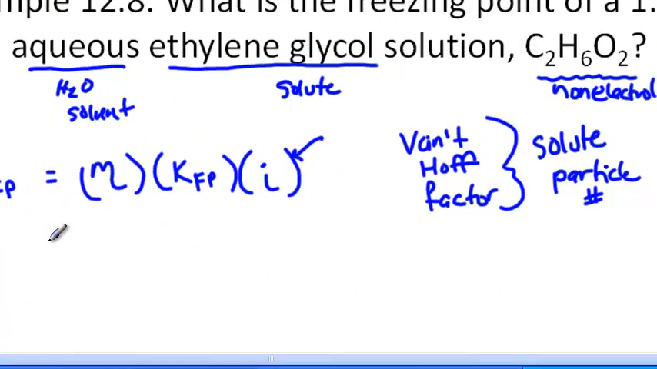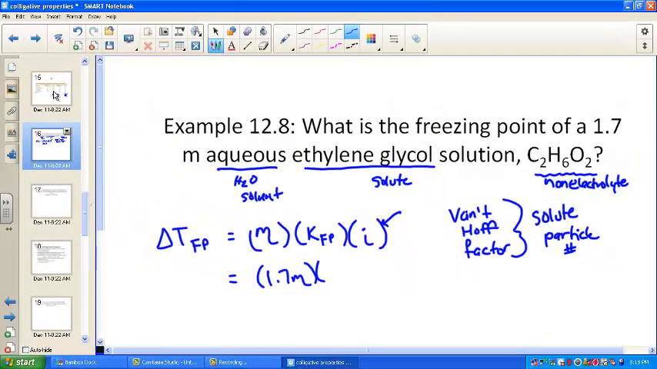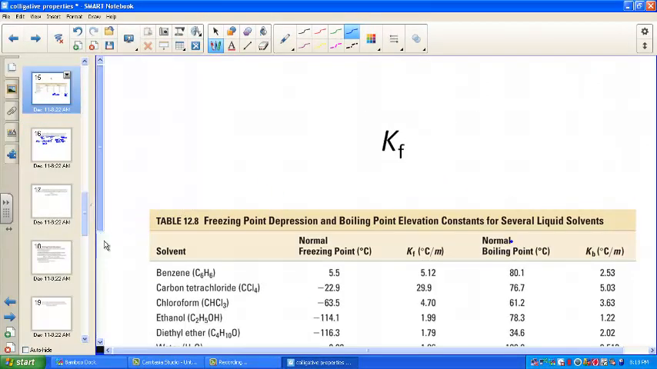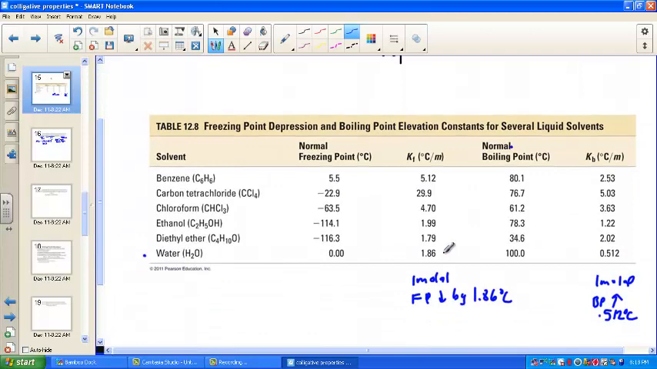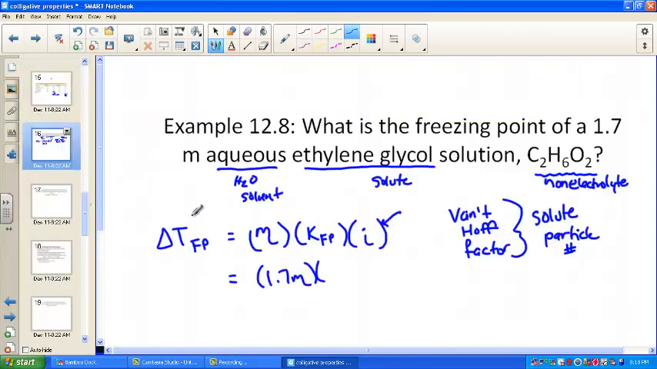Okay, so let's think about what we know. We want to know the new freezing point of this water solution. The molality was given to us, wasn't it? It's a concentration of 1.7 molal. Do you remember that freezing point constant for water? You wrote it just above in your previous slide. 1.86, the freezing point depression constant for water. We need that number to do this problem. And that number is in a unit of degrees Celsius per molal.